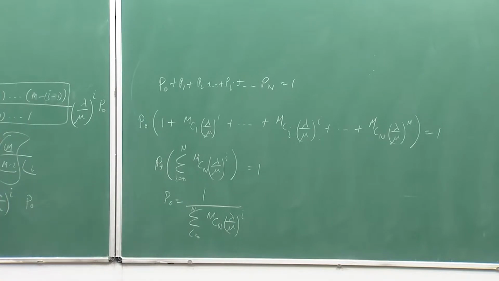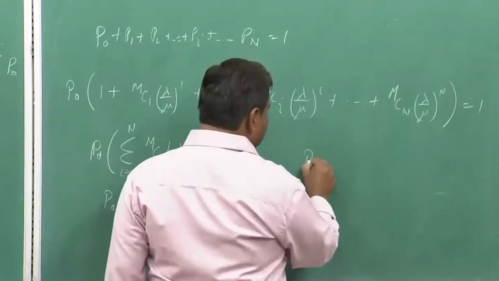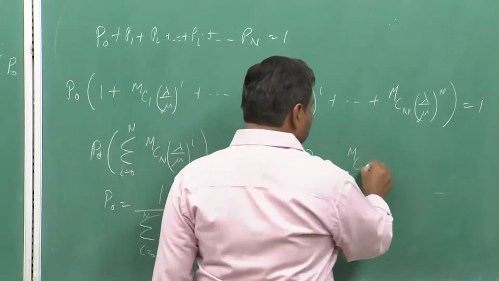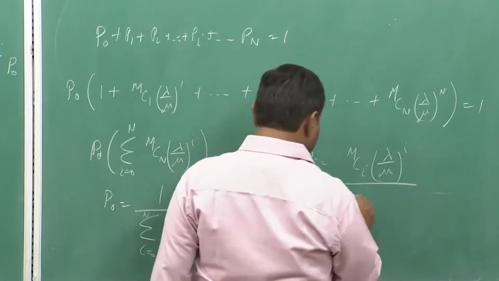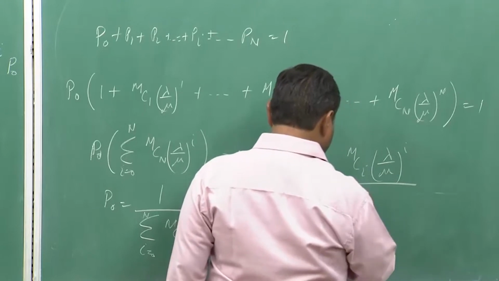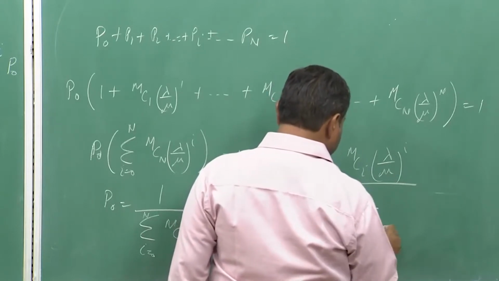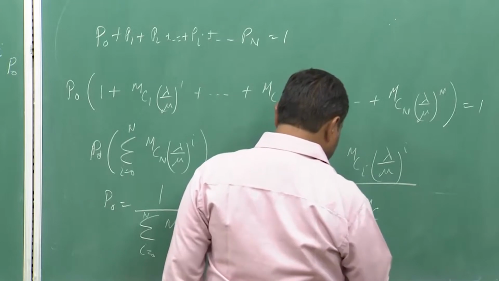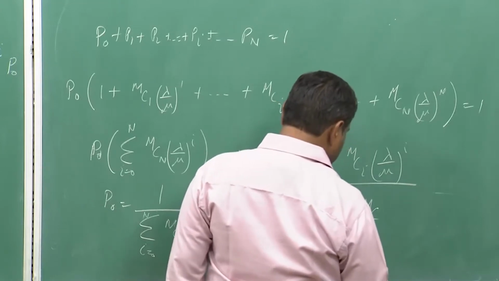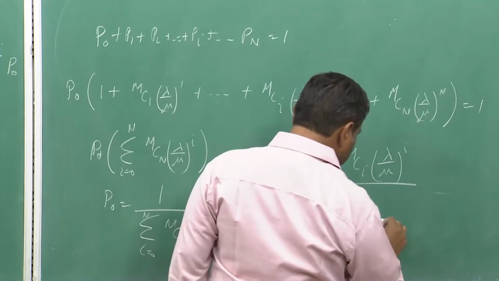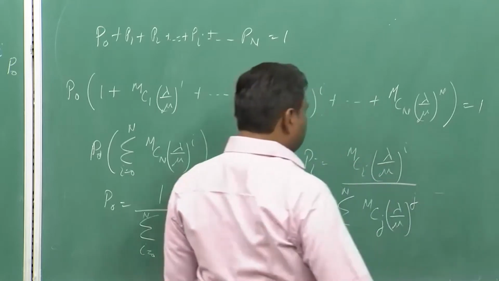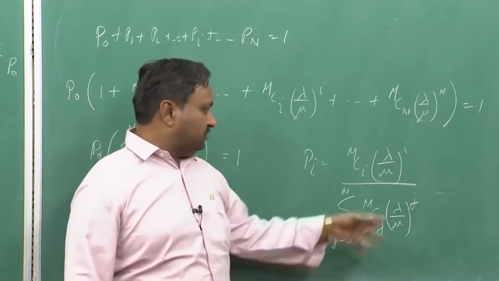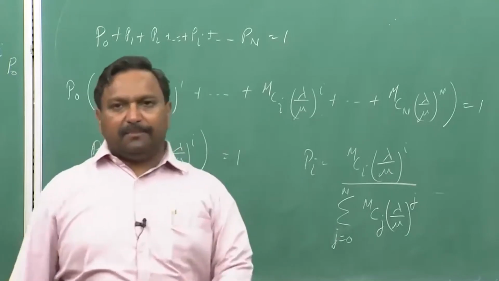Okay. So, you can now find out what is going to be the probability of being in state I, MCI. In fact I should write a different index here. So, I can put J. Because I have used I here. So, I have to use this. So, this is the probability.